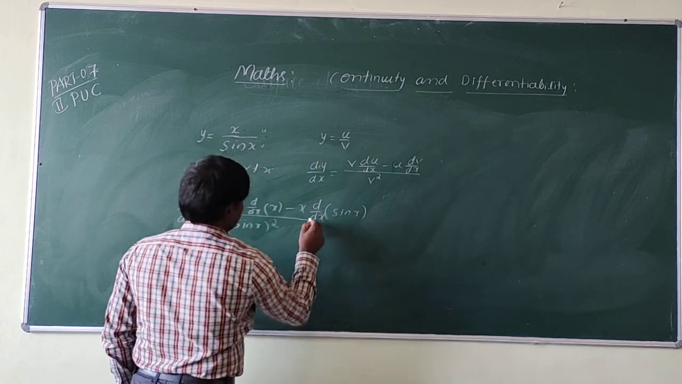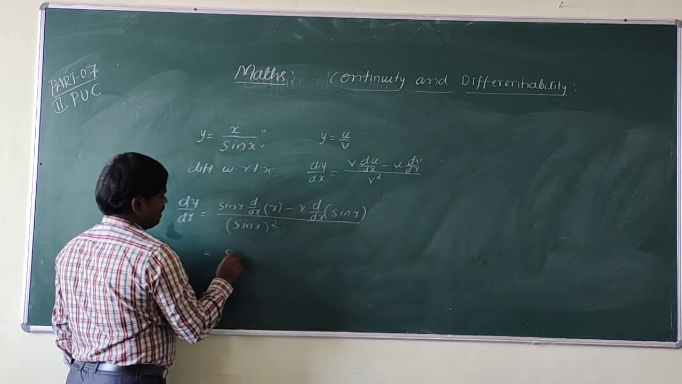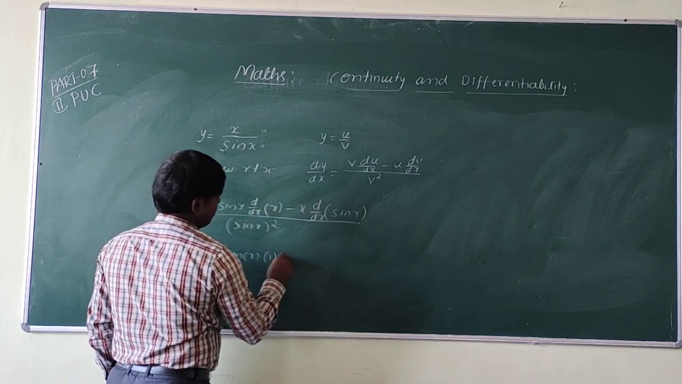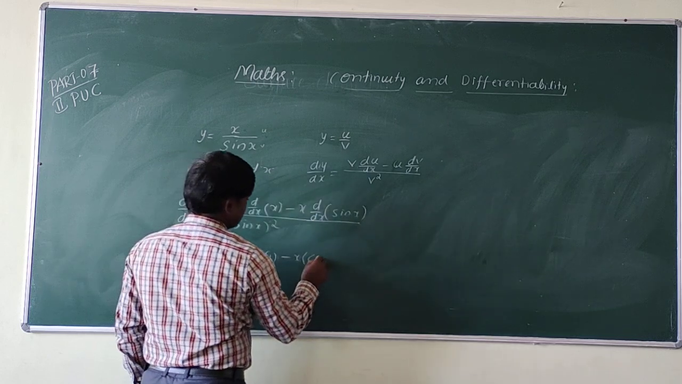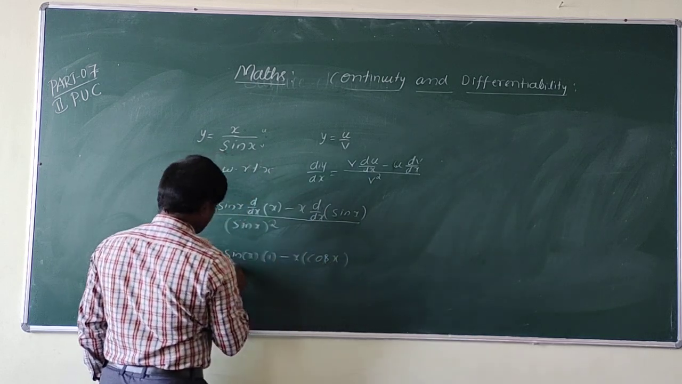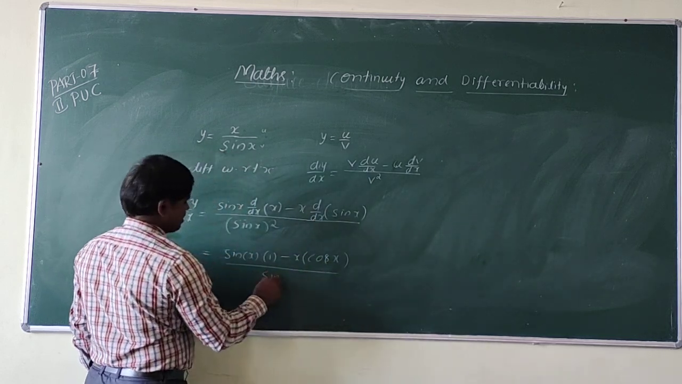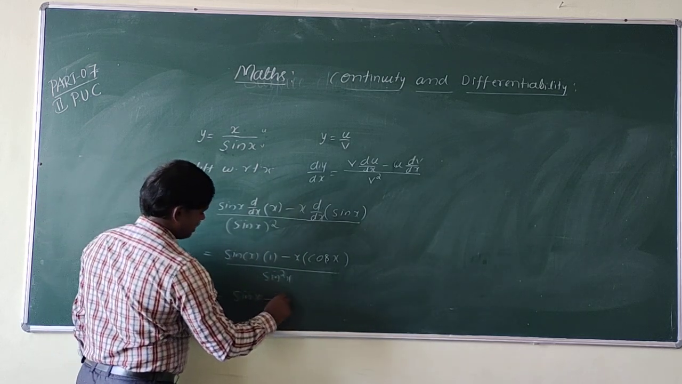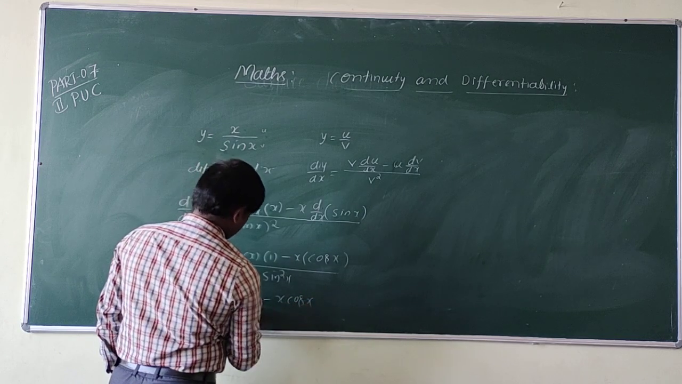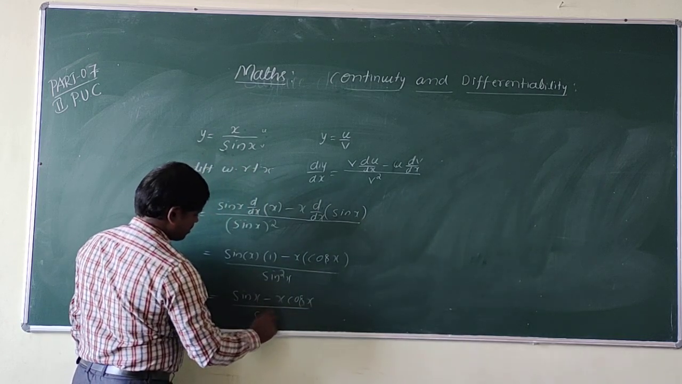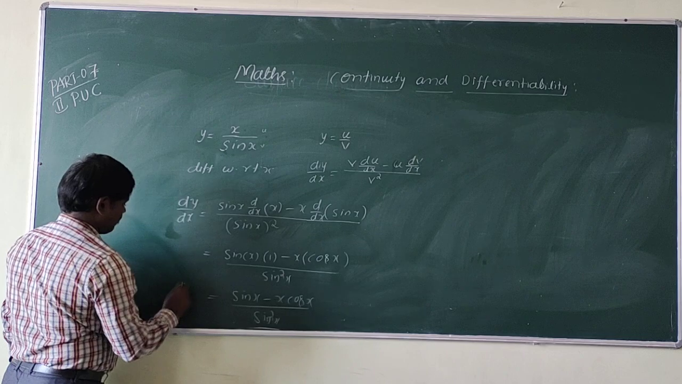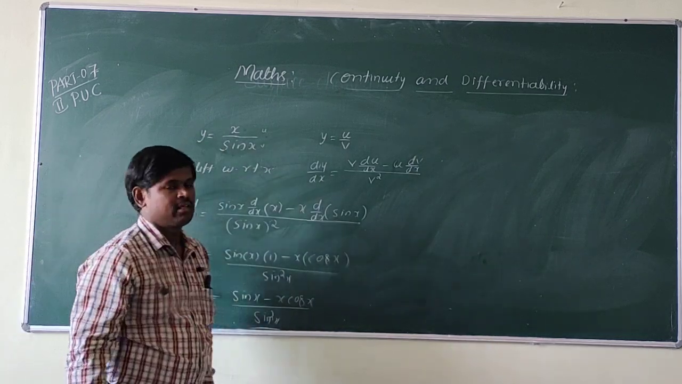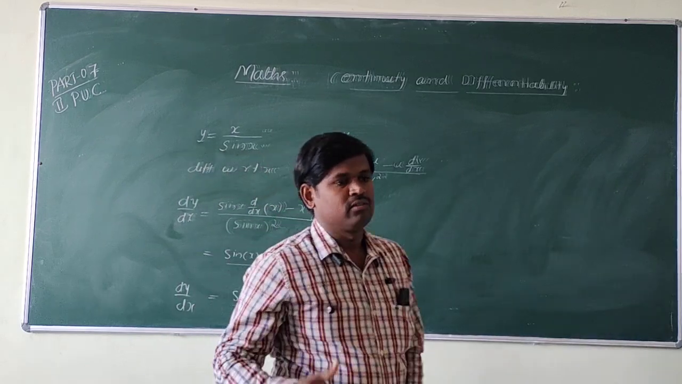So this is sin x into the differentiation of x, which is 1, minus x into the differentiation of sin x, which is cos x, divided by sin square x. This is nothing but sin x minus x cos x divided by sin square x. This is the derivative of the given function y is equal to x divided by sin x. Write this down.